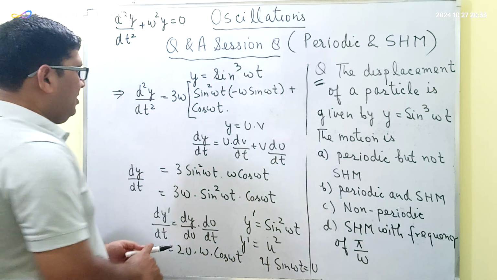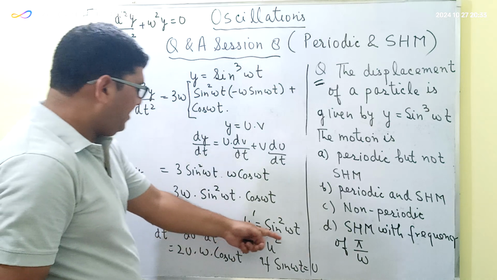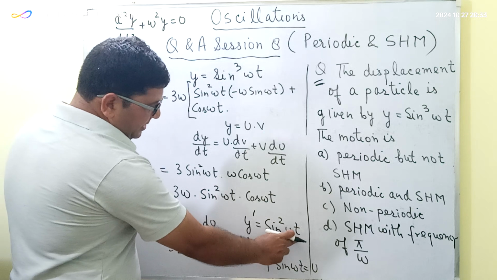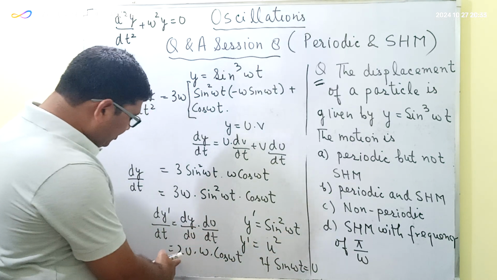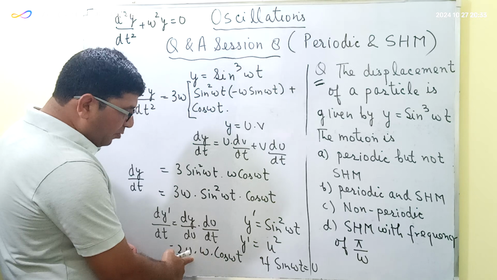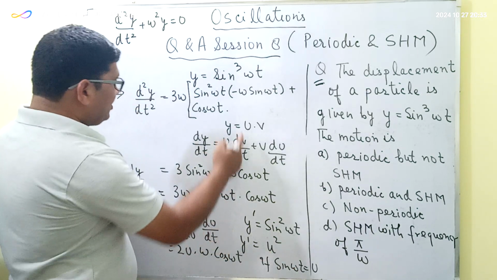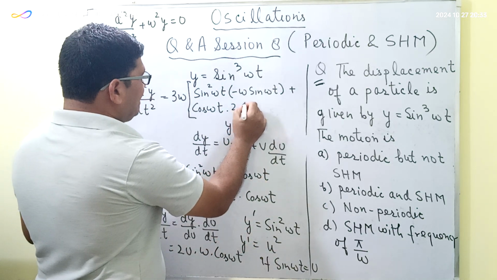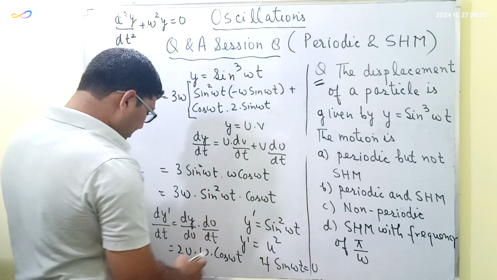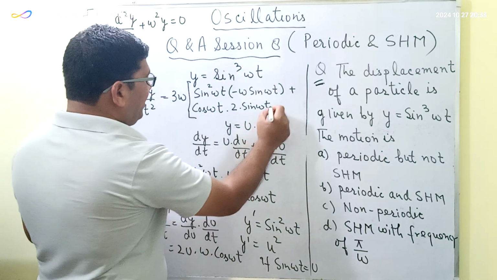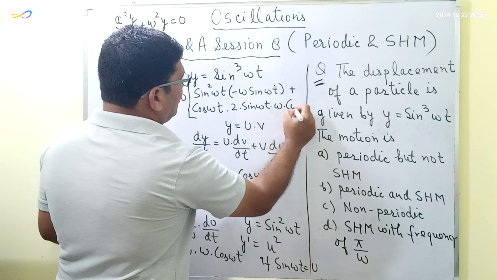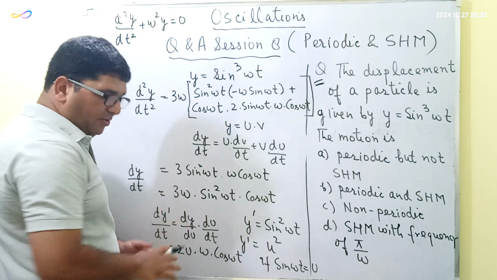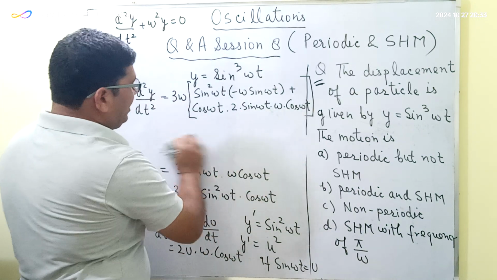So here the value of the differentiation of this term, that is sine square omega t with respect to t, will be equal to 2 times u into omega cos omega t, where u is equal to sine omega t. So I will be putting this value here. So this will be equal to 2 times u, here sine omega t, into omega into cos omega t. So this is the value of the d square y upon dt square.